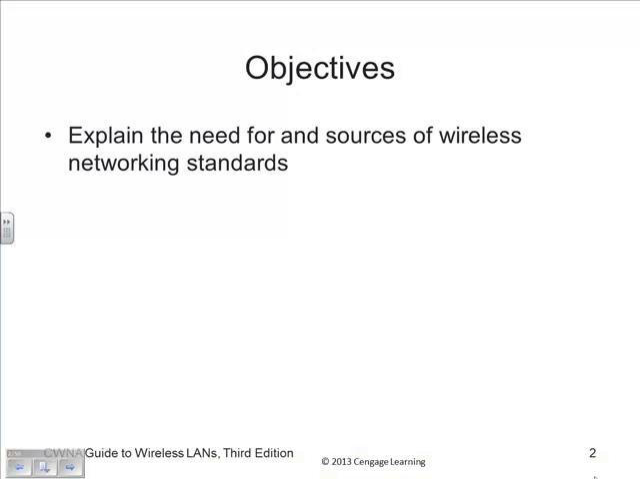The need for sources of wireless networking standards. Why do we need standards? So they'll all communicate. Back to, what does the Wi-Fi organization do? They kind of ensure standards. They certify devices. They certify the devices meet standards.